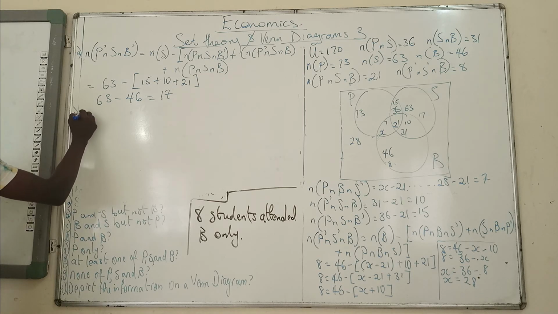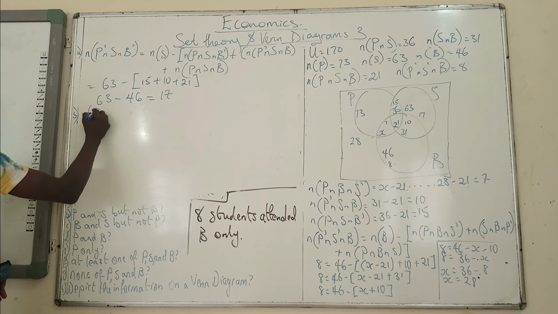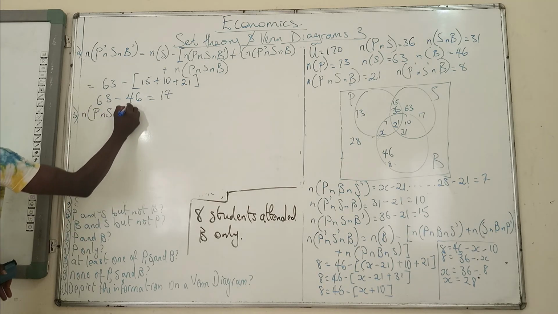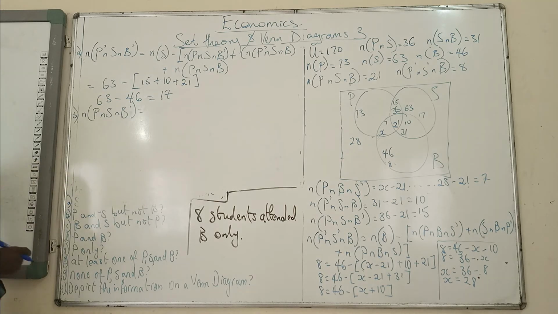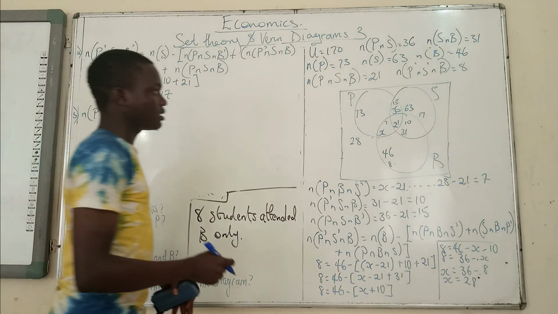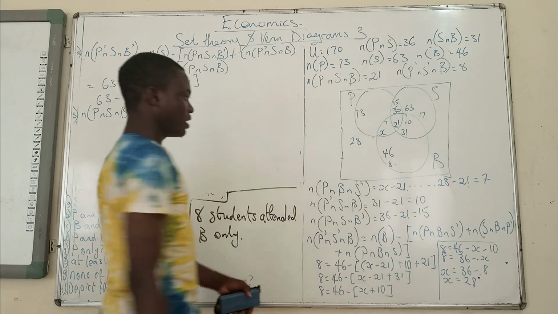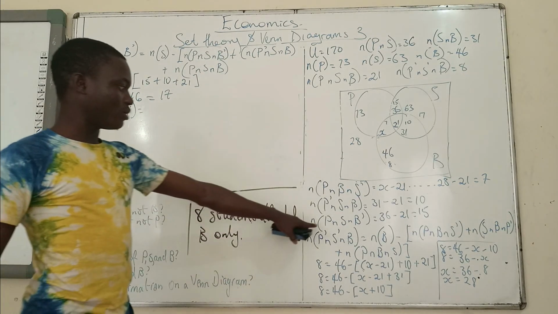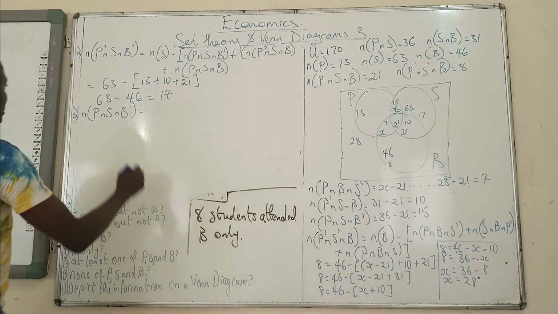That's going to be the cardinality of P intersection S intersection B prime. But funny enough, I think you've already solved this. P intersection S intersection B prime, which is 15. So there's no point in solving it again. That's already what we have here, which is 15.